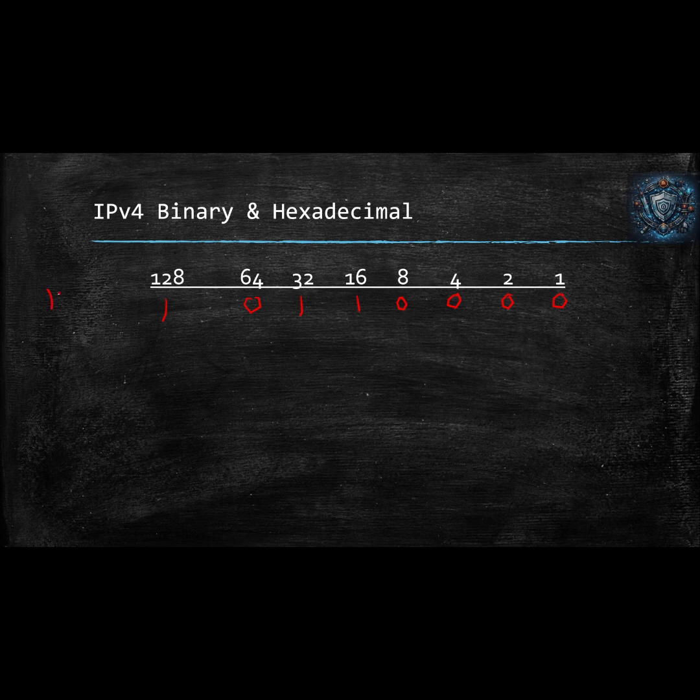So let's take 128 plus 32. That is 160. We'll take 160 plus 16, 166. So whatever octet this is would be 166 in decimal. And that is how you convert back and forth from binary.